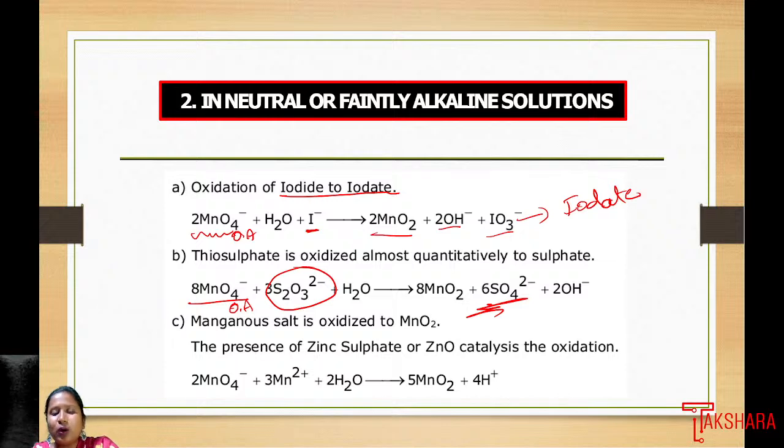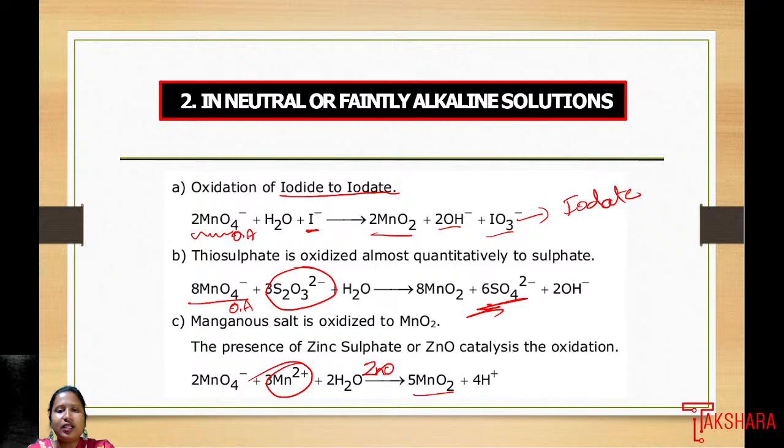Then manganese salt is oxidized to MnO2. See here, manganese salt, that is Mn2 plus, is going to oxidize in the presence of KMnO4. In the presence of zinc sulfate or ZnO as catalyst, the oxidation takes place. This reaction takes place in the presence of zinc oxide. So from Mn2 plus we get formation of MnO2. Manganese salt is going to oxidize to MnO2.